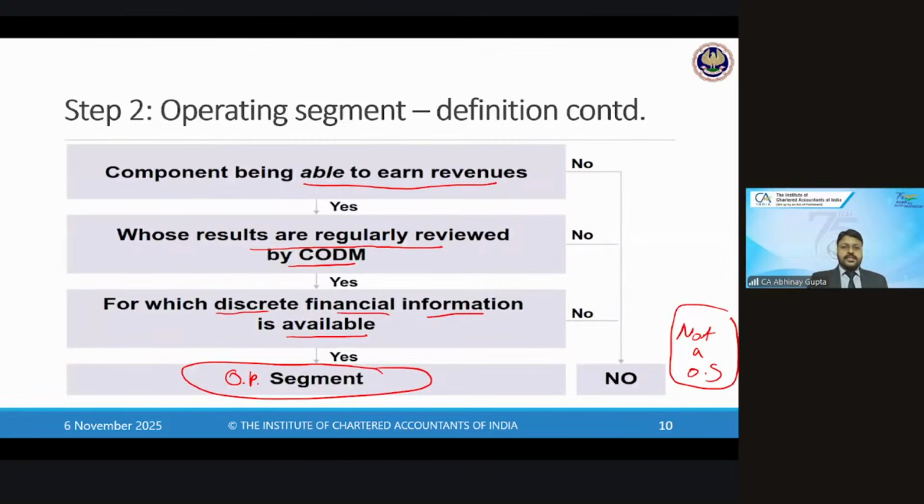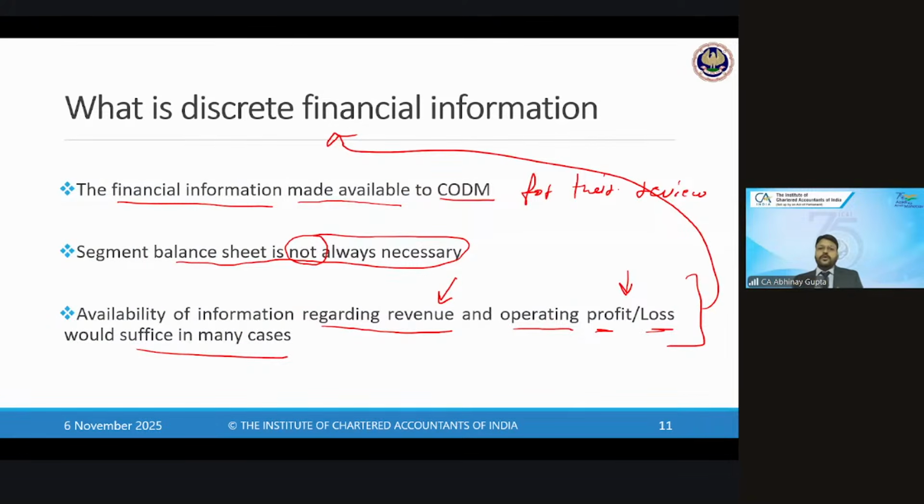That's what the standard says. Discrete financial information doesn't mandate a balance sheet. If the balance sheet is not available, no issues. But at least revenue information and expenses information, so that profit or loss can be derived for this segment, is available and presented to the CODM. That is sufficient to say that the discrete financial information condition is satisfied.